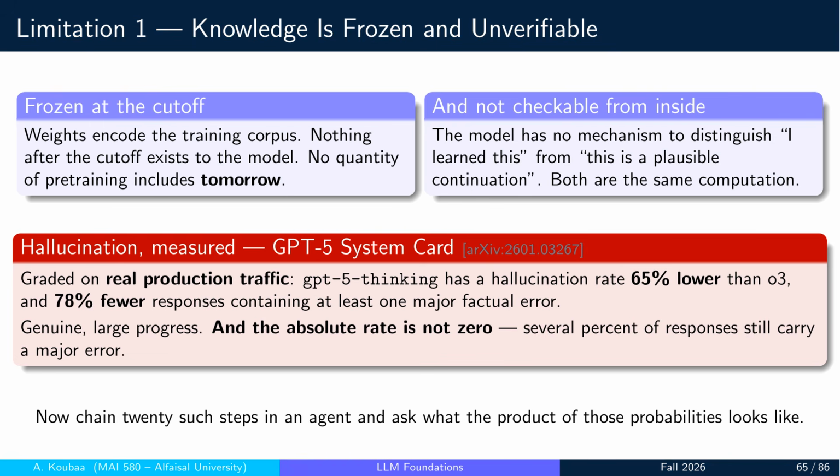Now, the last line, and this is the sentence to take with you. Chain 20 such steps in an agent, and what happens to those probabilities? They multiply. A few percent per step is not a few percent per task. We will put an actual number on this in section 5, and the number is worse than you expect.